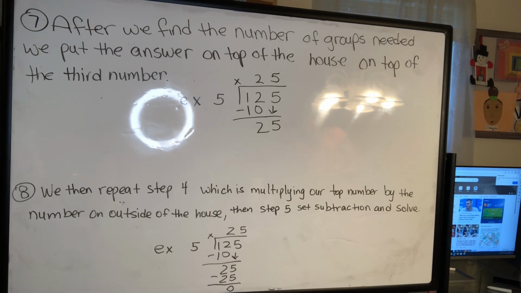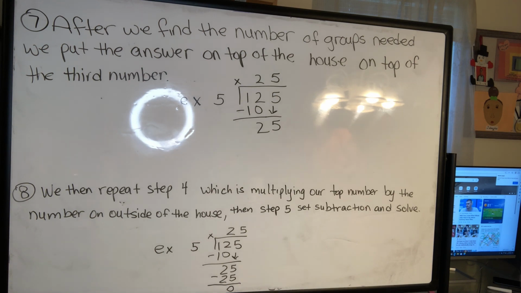After we find the number of groups needed, we put the answer on top of the house, on top of the third number. For example, we have our 5 groups that we know it takes us to get to 25, and we put that number right over top of the 5 that's inside the house. And then we repeat step number 4, which is multiplying our top number by our number on the outside of the house. Then step 5, we set up our subtraction and solve.